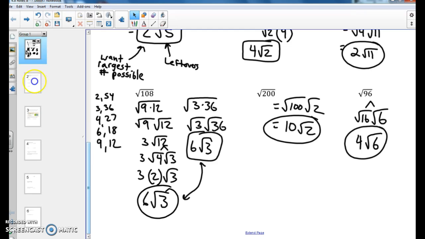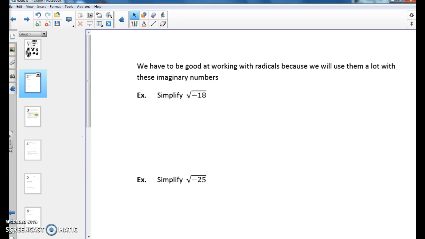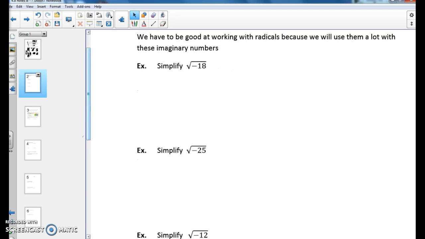Okay. Now, I went over all that because we have to be good at working with radicals when we use imaginary numbers. So take a look at this first example. It says simplify the square root of negative 18. First thing you always want to do whenever you have a negative underneath the radical is essentially pull that negative out. So what I mean by that is break it up into this, square root of 18 times the square root of negative 1.